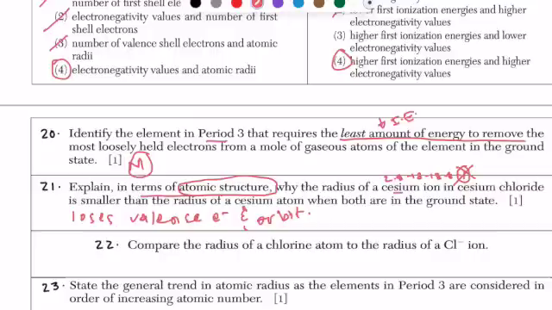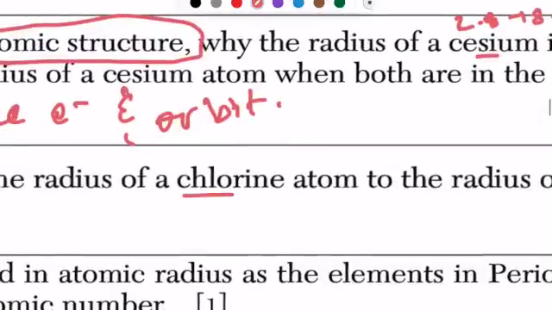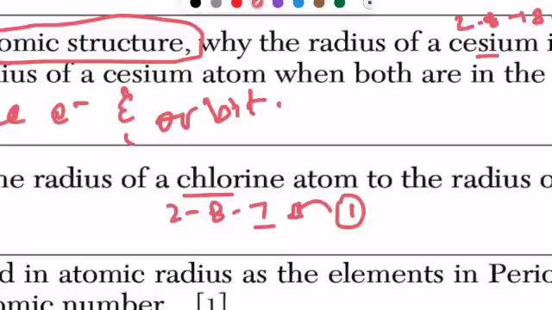Then 22 says compare the radius of chlorine atom to the radius of chloride ion. So chlorine has an electron configuration of 2, 8, 7. Because 7 is closer to 8, chlorine is actually going to gain an electron to become an ion.